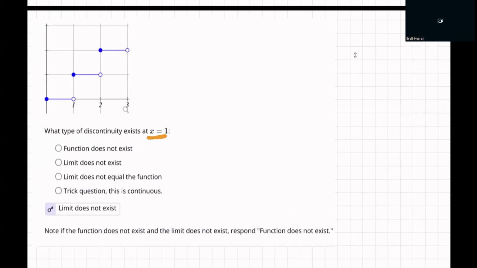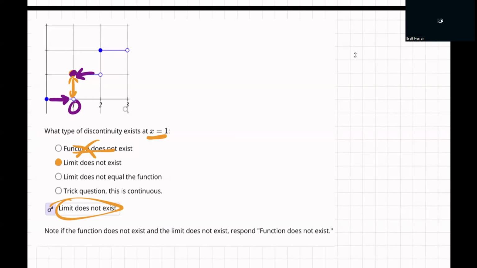At x equals 1, right here, you have an open dot and a solid dot. The function exists. It's right up here. So it's not that one. The limit does not exist. Yeah, that's the truth. The limit does not exist. Why? Because remember, a limit only exists at a point, at 1, if it's the same from the left side and the right side, right? It's got to be the same.